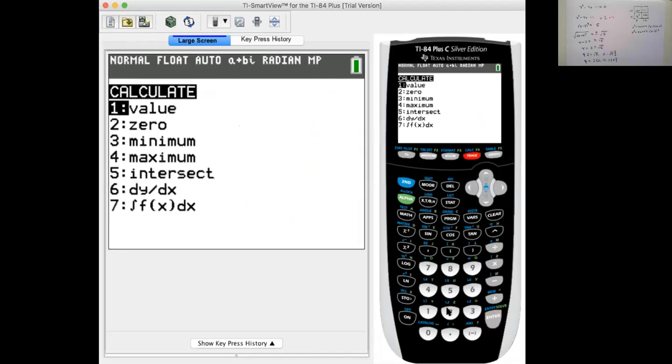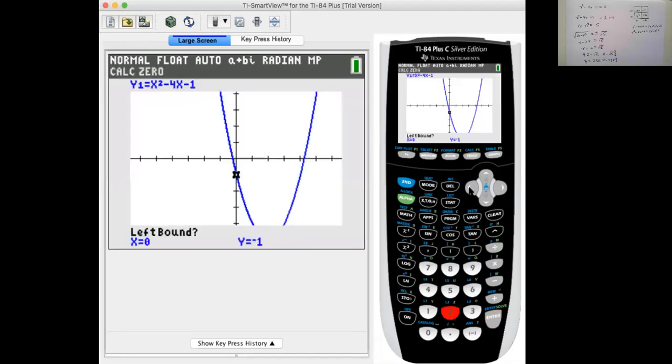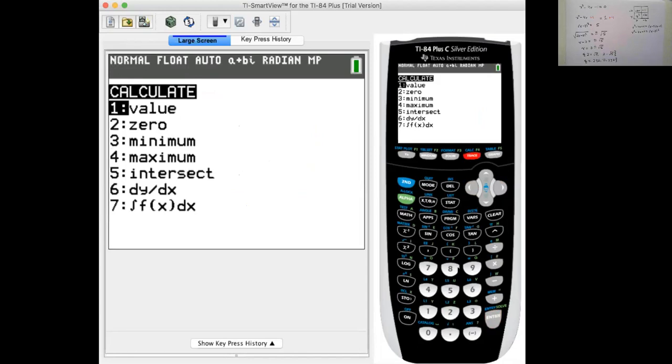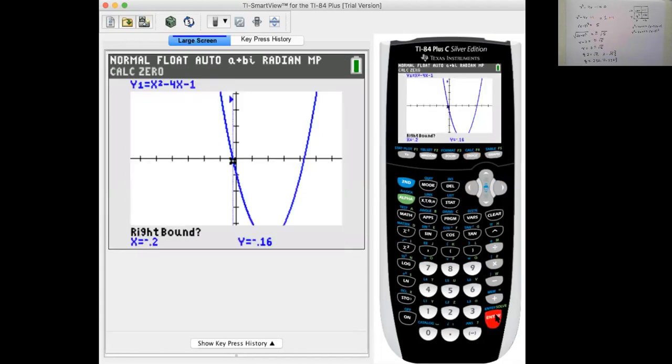So zero finder, second calc. Zero finder is number 2. Move the cursor a little bit to the left of where it crosses, about there, enter. A little bit to the right of where it crosses, there, enter. Close to where it crosses, enter, and what do I get? Negative 0.236, which you remember was our approximate solution. Similarly, for the second answer, second calc 0, number 2.